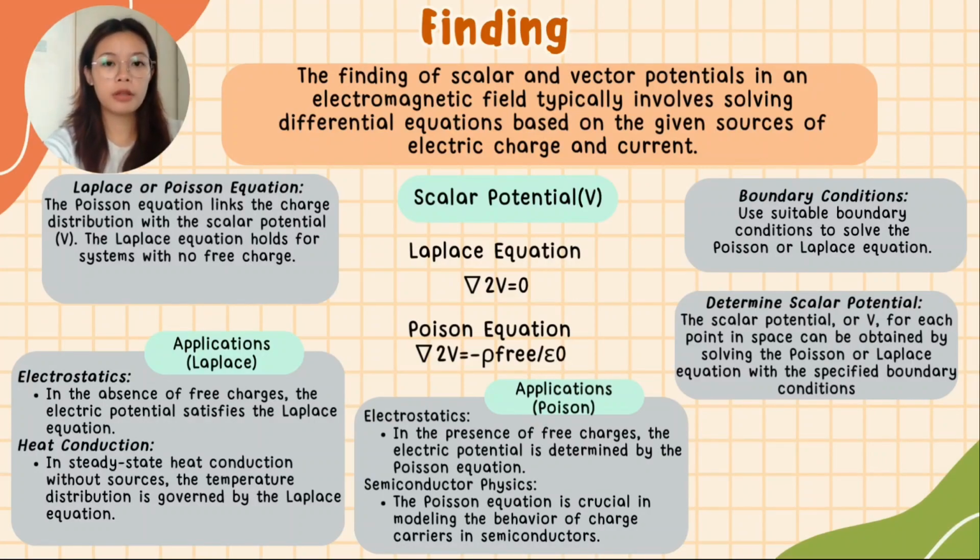So how to determine the scalar potential? So the scalar potential or V for each point in space can be obtained by solving the Poisson and Laplace equation with the specified boundary condition.